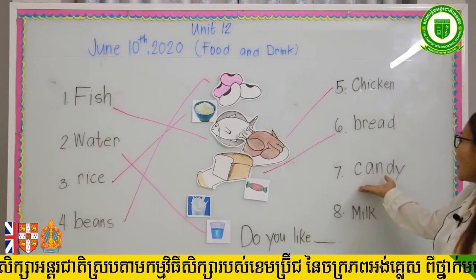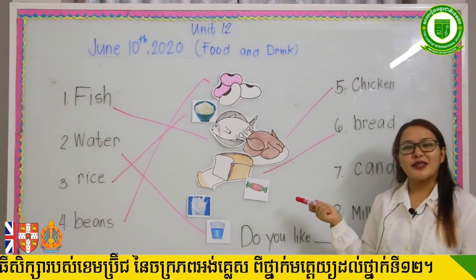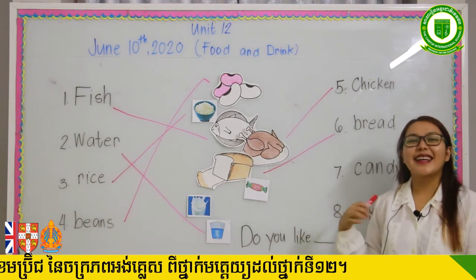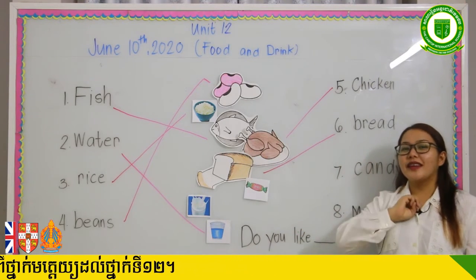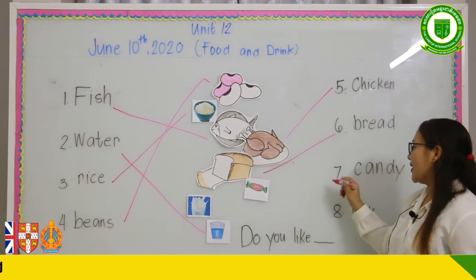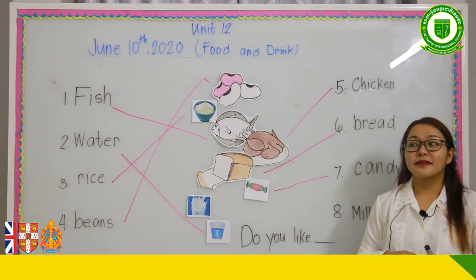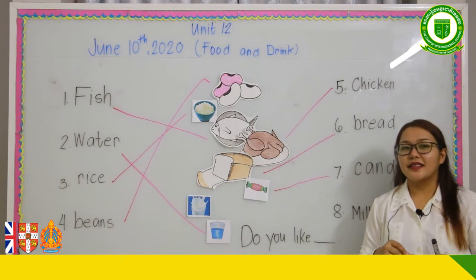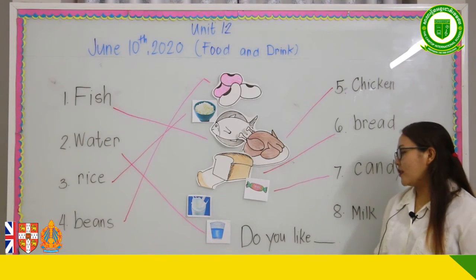Okay. Next, we have number 7. Oh, I showed the picture. Candy. 1, 2, 3, 4, 5. Candy. I pointed it. Do you like candy? Yes? Okay. You can say, yes, I do.